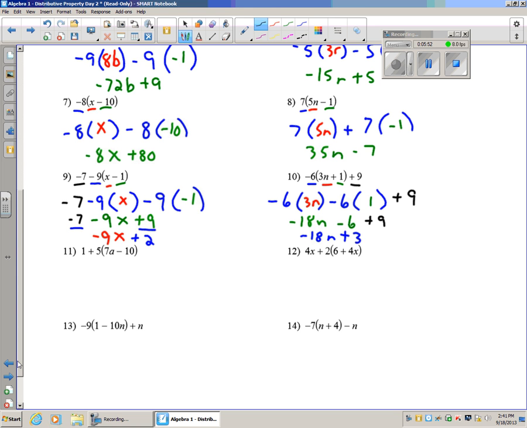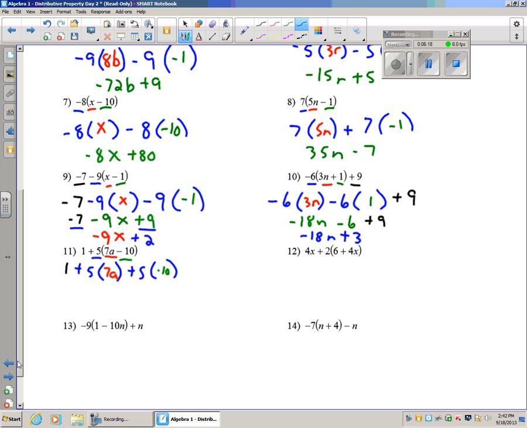Number 11, the 1 just drops down. I have the 5 times two different things, so it's plus 5 times something plus 5 times something. 7a is my first term. And negative 10 is my second term.